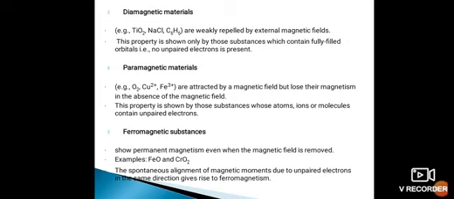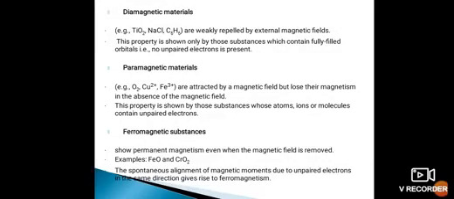Such materials are known as diamagnetic materials, and this property is shown only by those substances which contain fully filled orbitals. That means no unpaired electrons should be present. Examples: titanium dioxide, sodium chloride, benzene, etc. They come under diamagnetic materials.